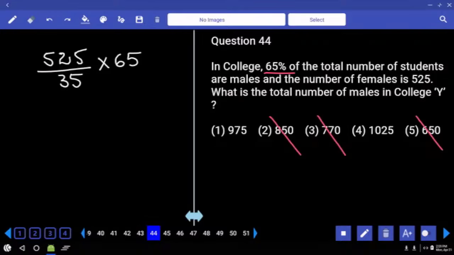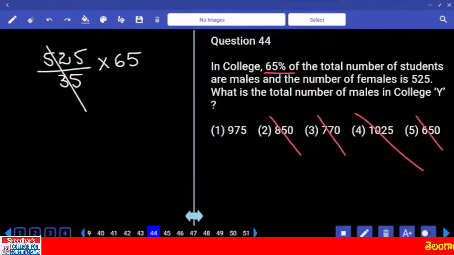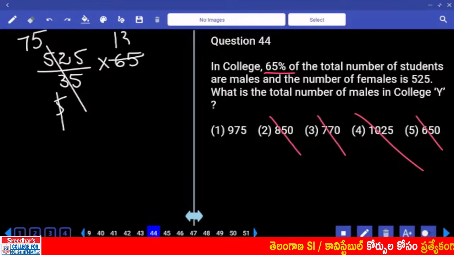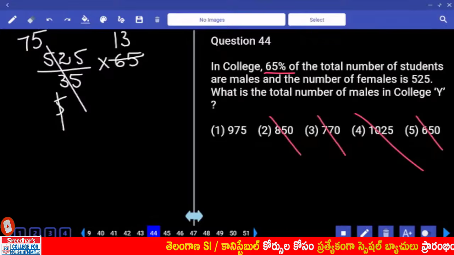Denominator has 3? 3 multiple. The answer should be a 3 multiple, right? Can it be the first option? Can it be the fourth option? Eliminate. First is final. Otherwise go for cancellation. 7 5 times, 75 times, 5 13 times, 17 13s 975. You need to go for calculation.